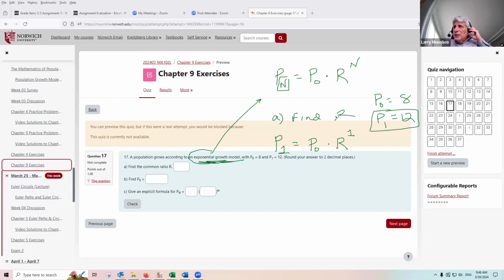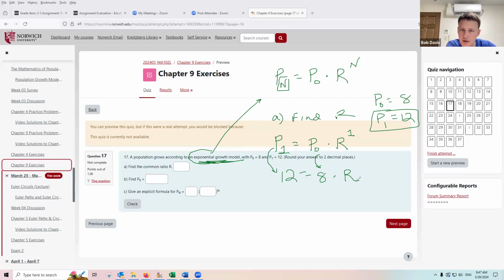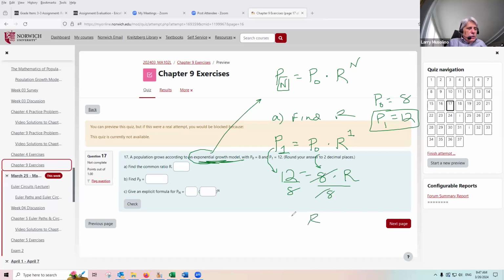Now, I think this equation we can solve for R because R is going to be the only unknown quantity. P sub 1 we know is 12. P sub 0 we know is 8. And that's R to the 1. Well, R to the 1 is really just R. Right? R to the exponent 1, you could just write it as R. Well, now I can solve for R. I'm going to divide both sides of this equation by 8. Good. And so R is just 12 over 8, which I think is 1.5.